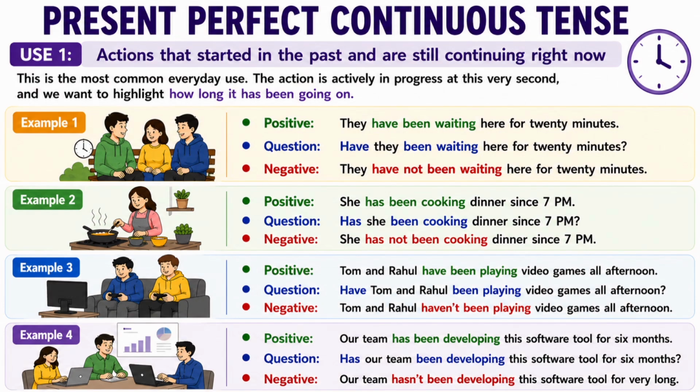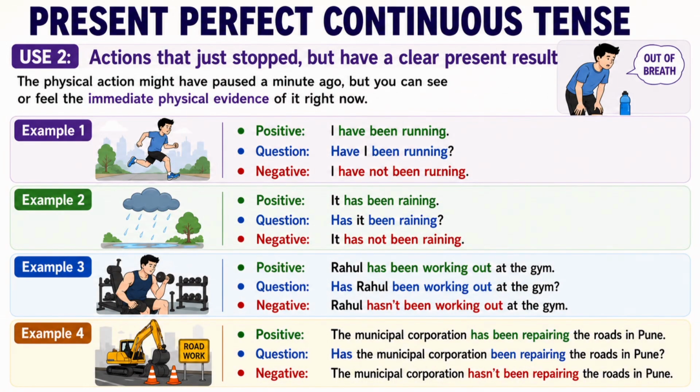Example 4. Positive. Our team has been developing this software tool for 6 months. Question. Has our team been developing this software tool for 6 months? Negative. Our team hasn't been developing this software tool for very long. Now let's move to the second use.